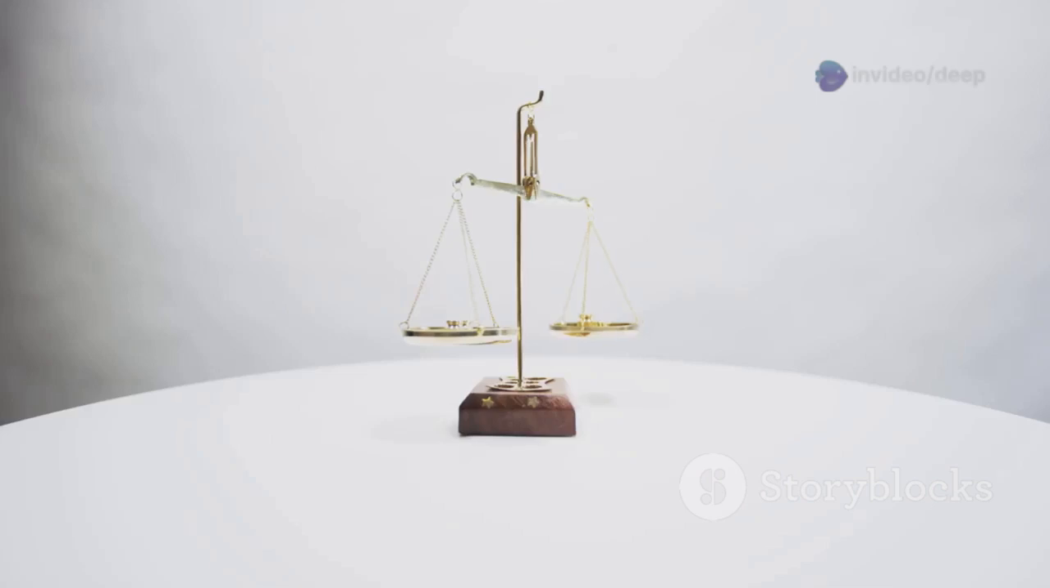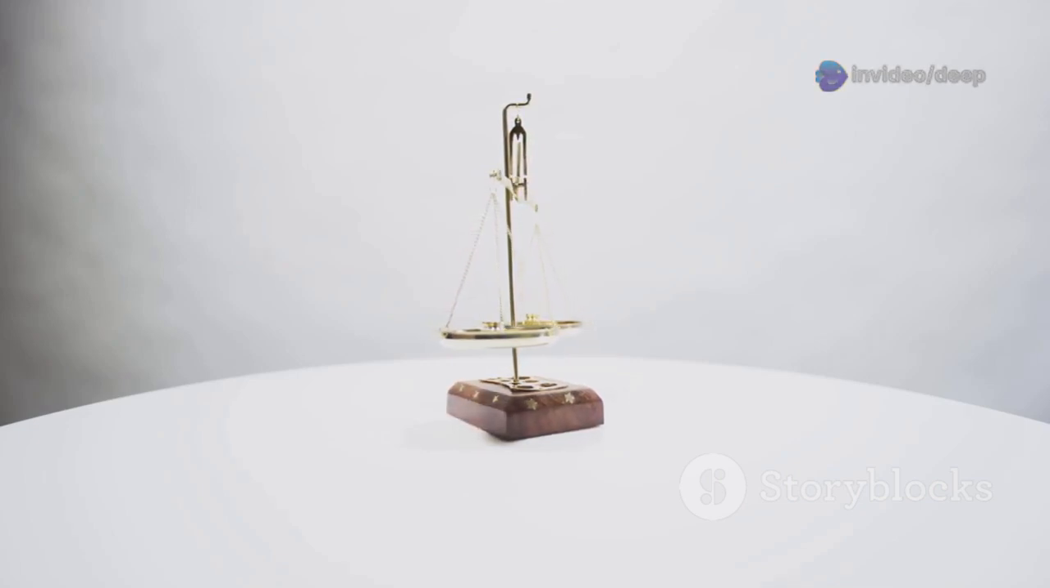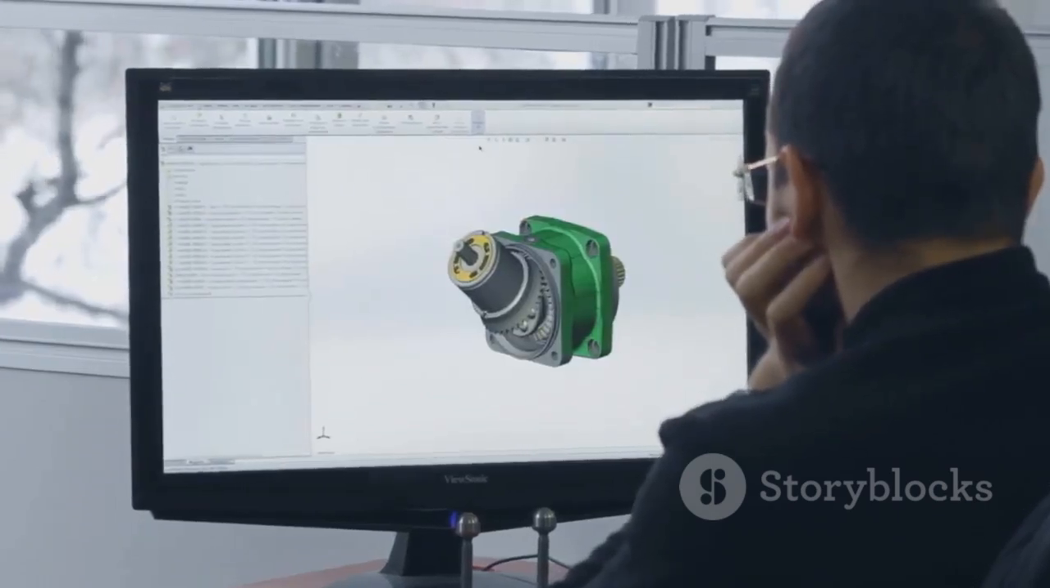To tackle these complex design challenges, engineers employ advanced techniques that go beyond the basic formulas you might have learned in your first physics class. We're talking about finite element analysis, FEA.